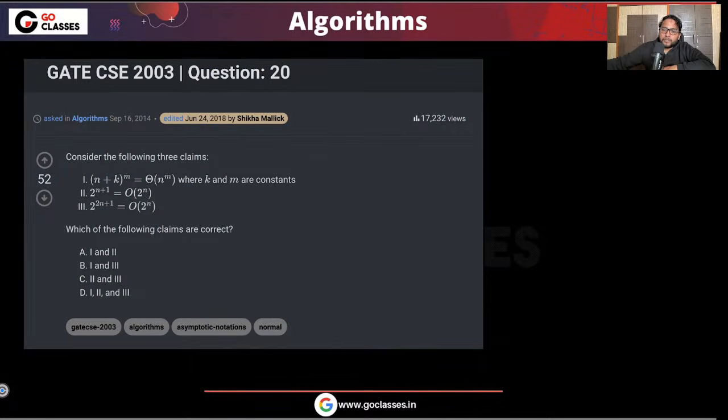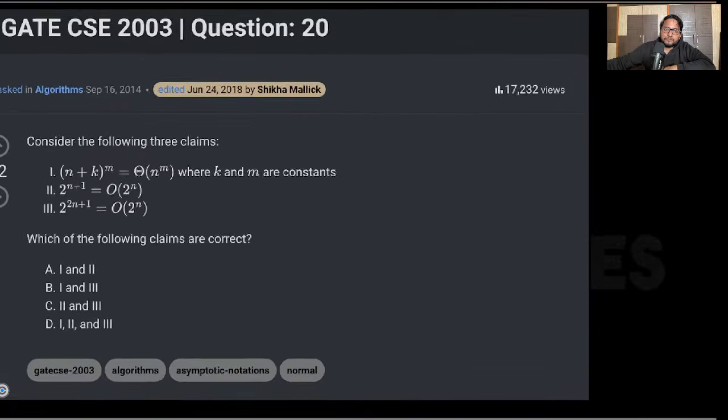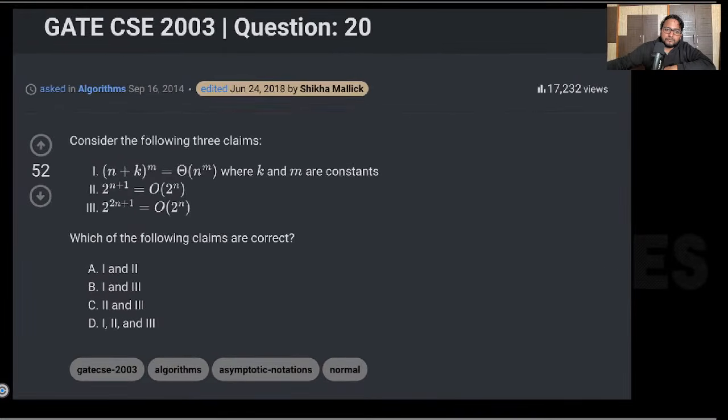Now let's solve this particular question. Let's see if you can answer this question. Consider the following three claims. (n plus k) power m is theta of n power m, where k and m are constants. So one is (n plus k) power m and this is n power m.